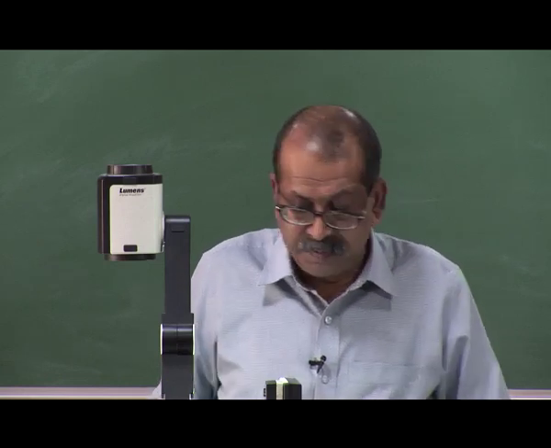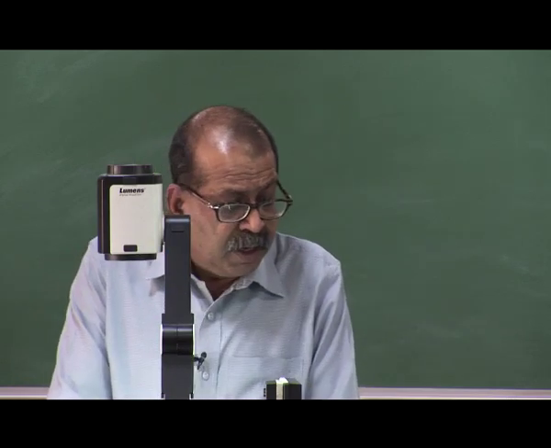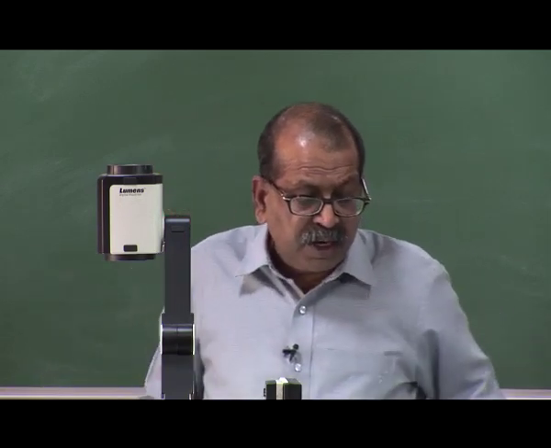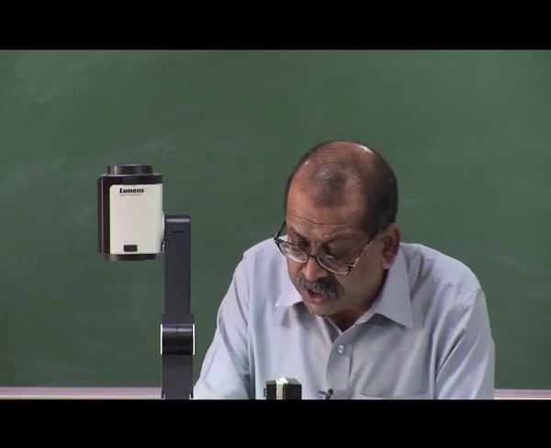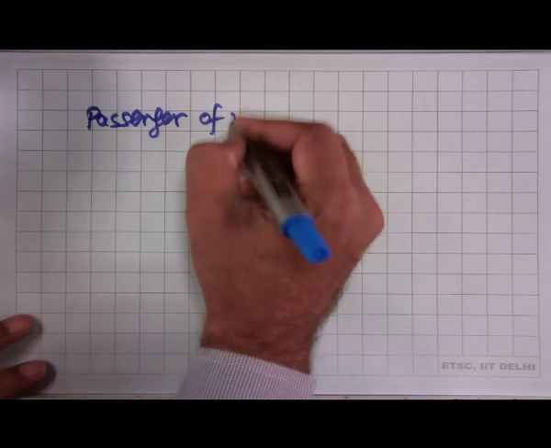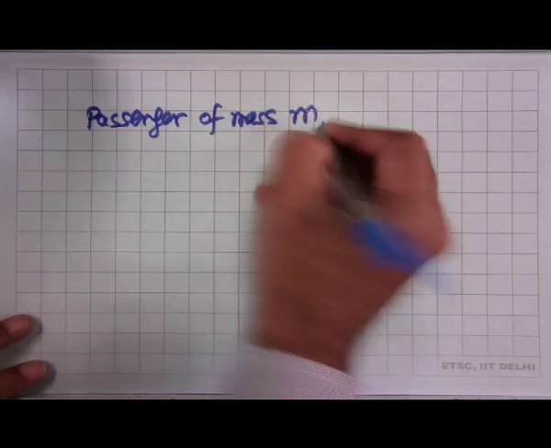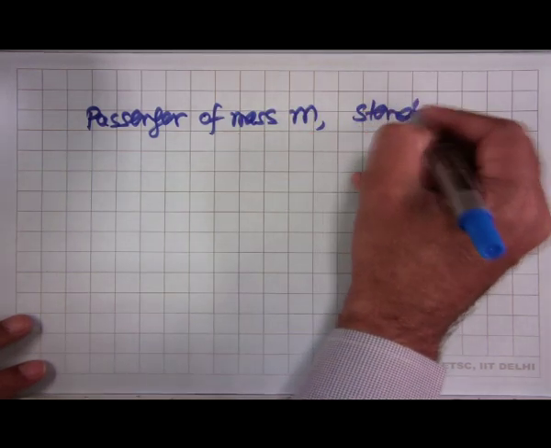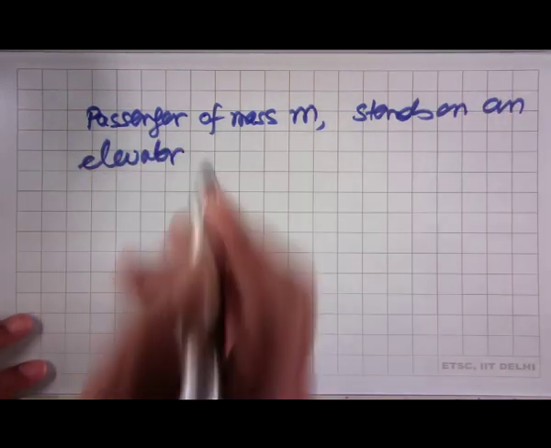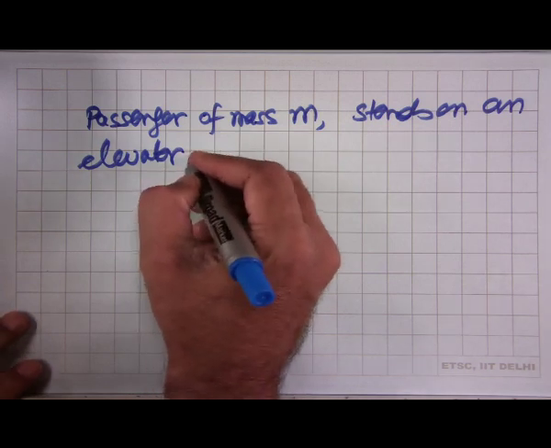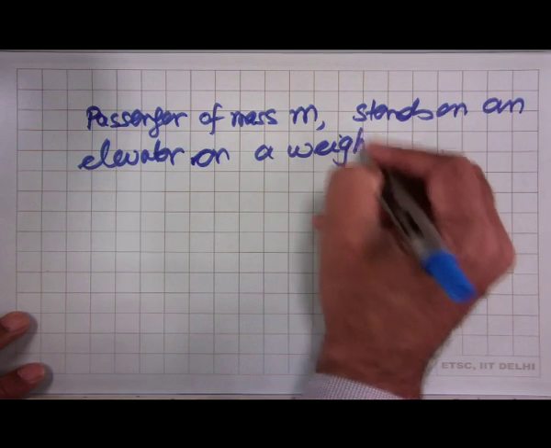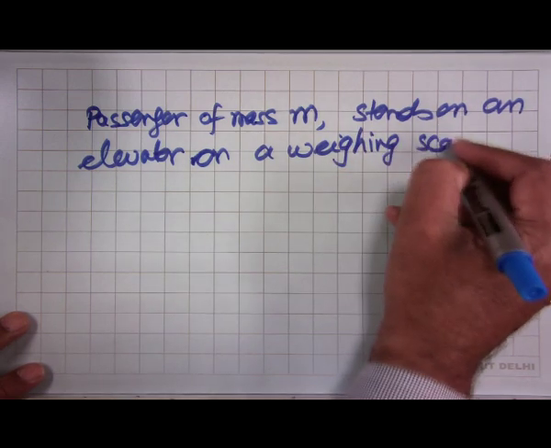With this you can then work out the problems. Okay. Now, this was a very straightforward case, but let us now take a second case of a passenger of mass m who stands on an elevator on a weighing scale.